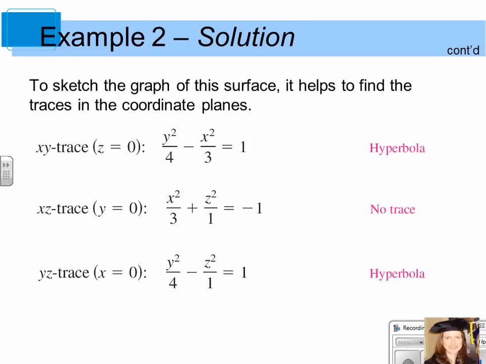And the yz trace is found by setting x equal to 0. When you plug in 0 and simplify the equation, you get y squared over 4 minus z squared over 1 equals 1. This is a hyperbola shape because you have the squared terms equal to 1. One is a positive coefficient, one is a negative coefficient.